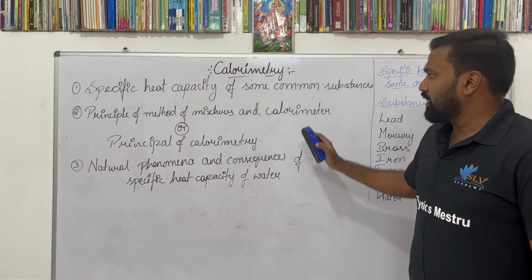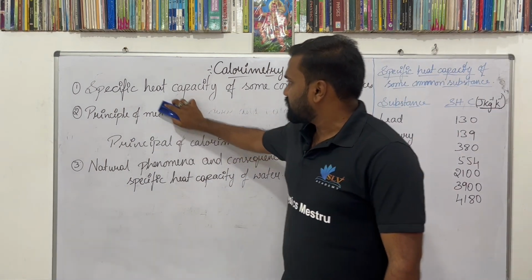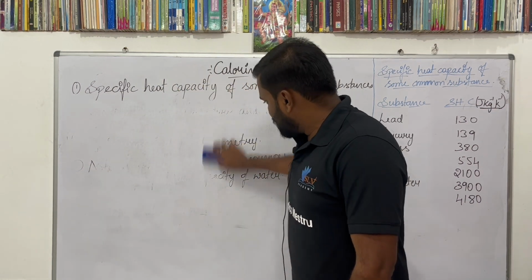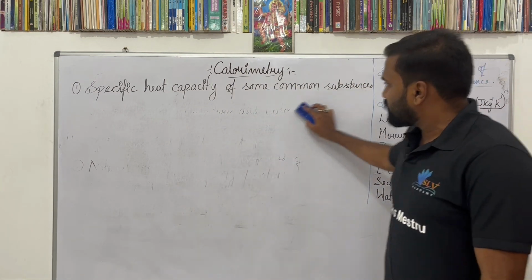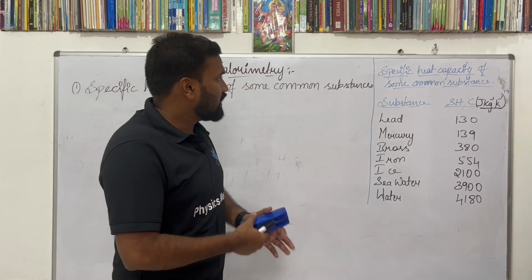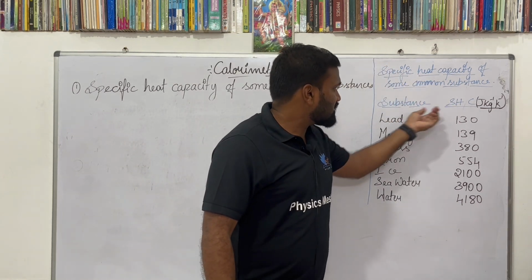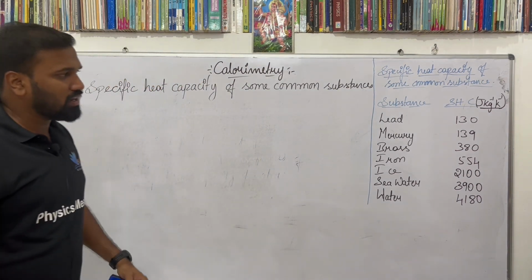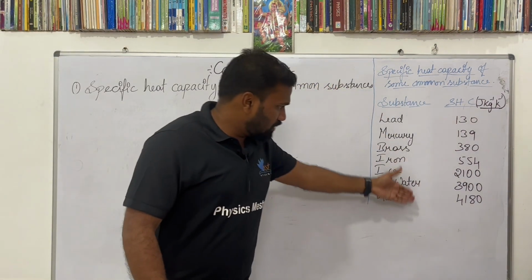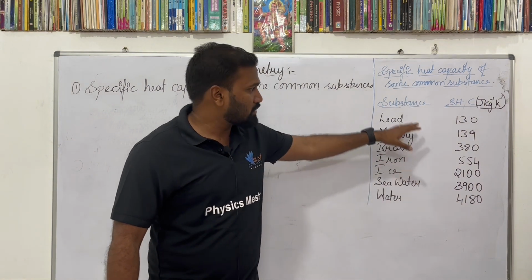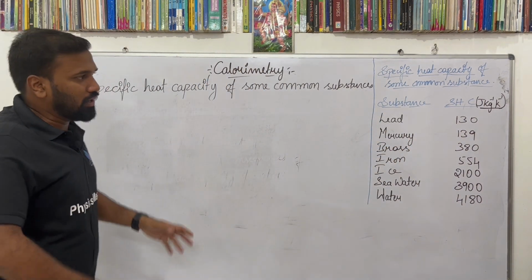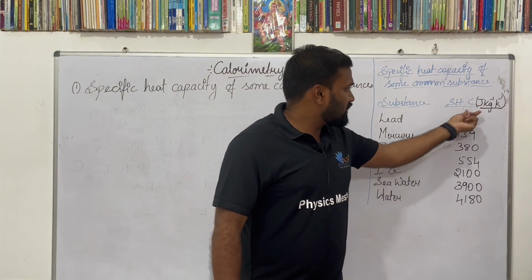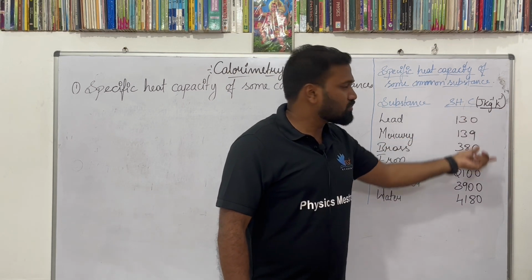Here we will go with the first concept, specific heat capacity of some common substances. In the books also you will get some values. I have written them on the right side of the board, in the unit joules per kg Kelvin. There are still more substances; I have written only a few. The specific heat capacity of lead is 130 joules per kg Kelvin, and mercury is 139 joules per kg Kelvin.